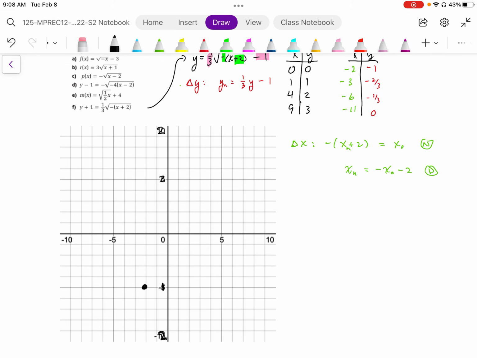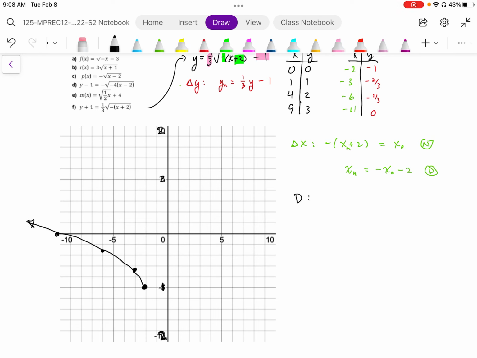Negative 3, negative 2/3, maybe somewhere around here. Negative 6, negative 1/3. Okay, so maybe right about here. And negative 11, 0, somewhere about there. This is my vertex. It's going to go up in this direction like that.